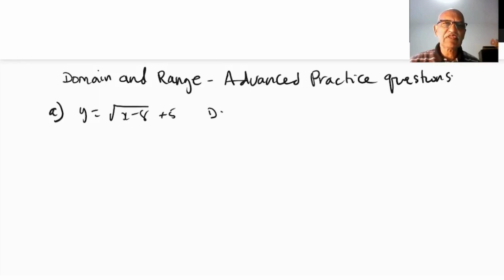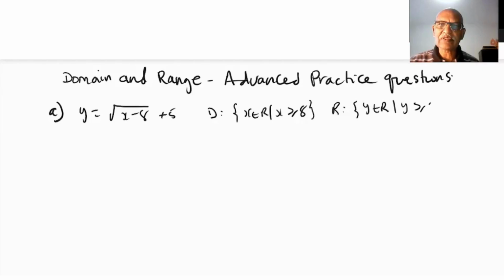The domain for this, since this is a square root, inside the square root I cannot have a negative number. Therefore, my domain will be x belongs to R such that x is greater than or equal to 8. My range depends on the values of y. When x is 8, y is 5, so the minimum value we have will be 5. So y belongs to R such that y is greater than or equal to 5.